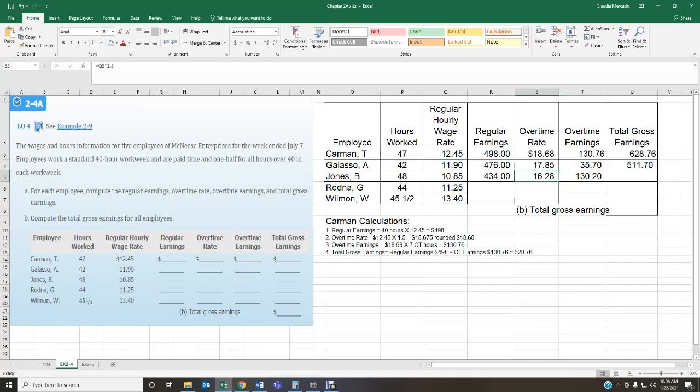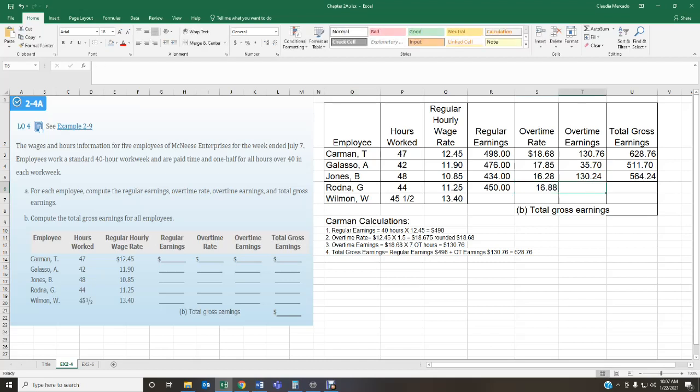So here it's 16.28, and then it's how many hours? 8. It's 130.24. And now my gross earnings is going to be your 434 plus your 130.24. That's 564.24. So we're going to just complete doing the same thing for the next two employees. We're going to multiply that times 40 hours. My overtime rate is going to be the 11.25 times the 1.5. Remember, we have to round, so that's going to be 16.88.